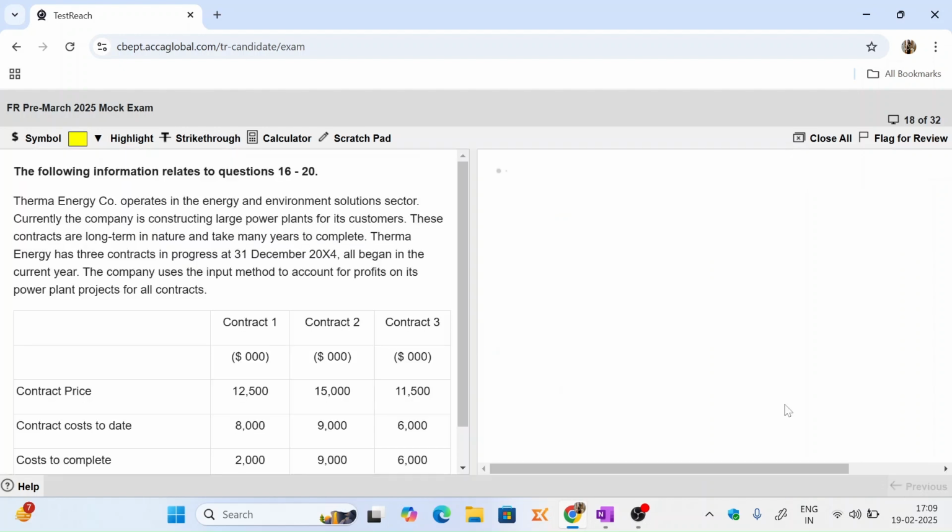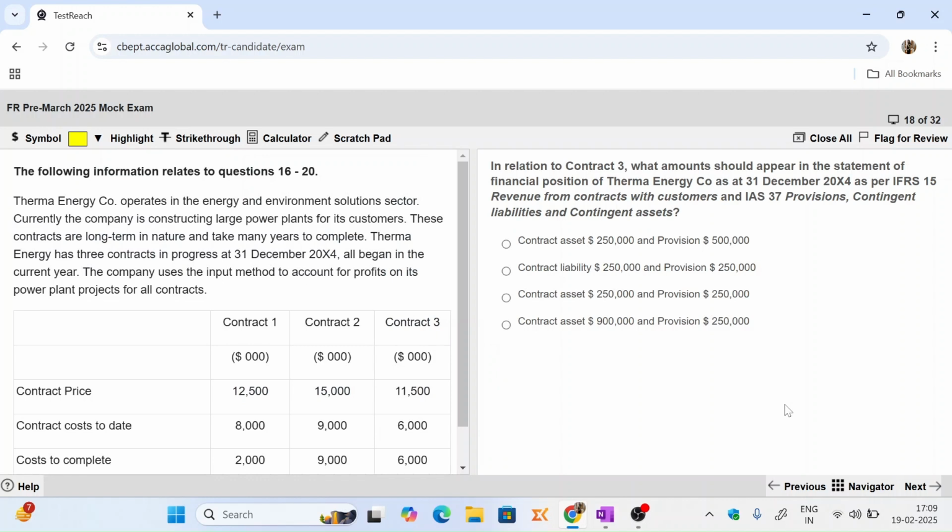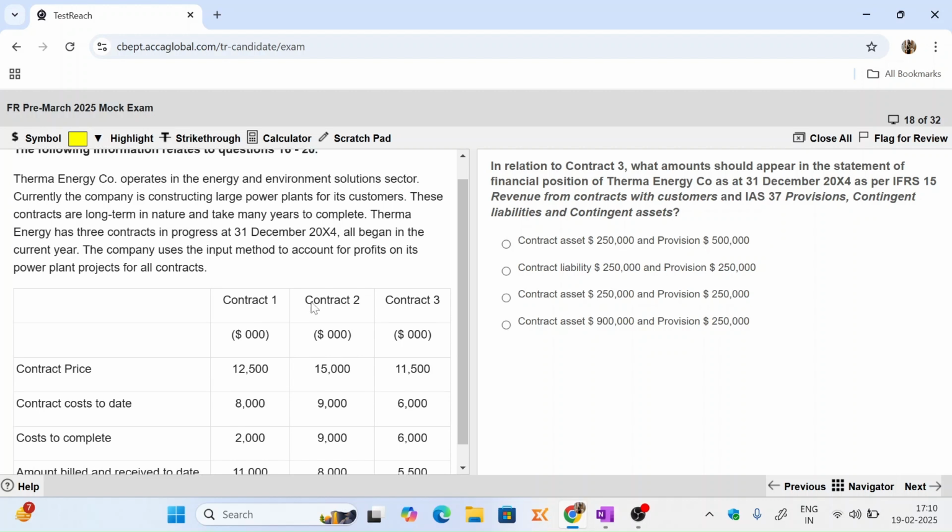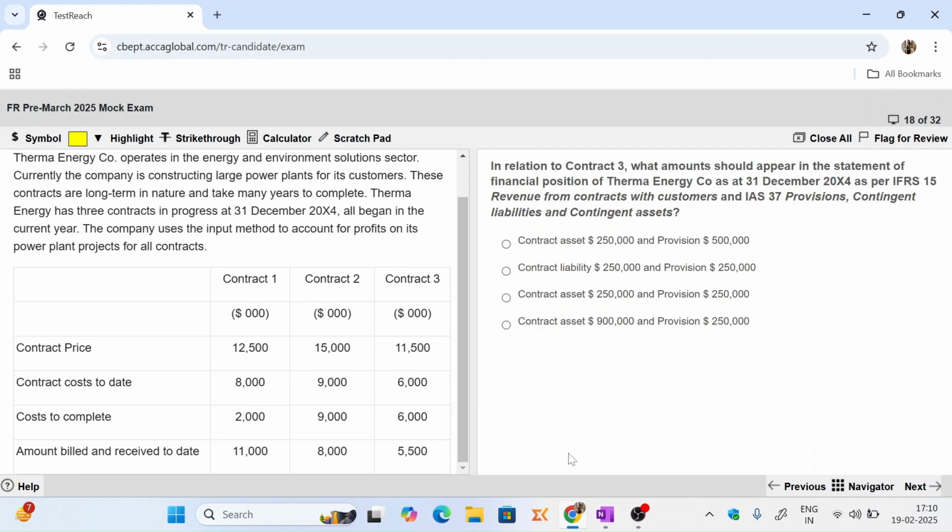Now moving ahead to the next question. Here we are going to talk about contract 3. In relation to contract 3, what amounts should appear in the statement of financial position of Therma Energy Company as at 31st December 20x4 as per IFRS 15 revenue from contracts with customers and IAS 37 provisions, contingent assets and contingent liabilities. So that means you have to comply with not one but two IAS and IFRS over here.